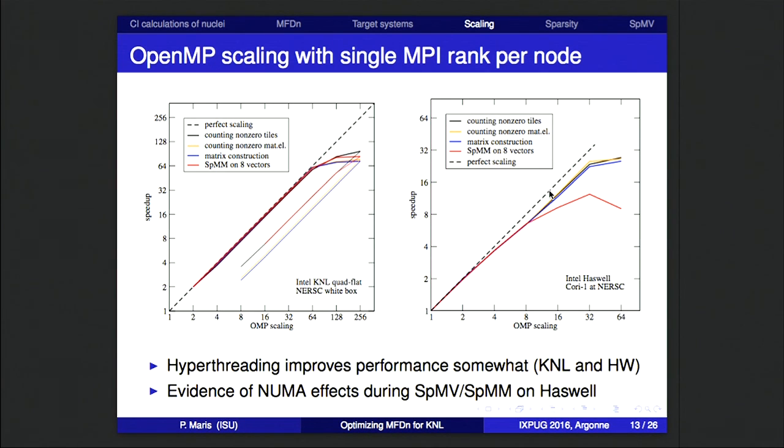Hyperthreading does not actually help in the SPMV or SPMM on Haswell, so the comparison with Haswell is done with a single thread per core, without hyperthreading. That's up to 32 cores on Haswell compared to, most of the time, 256 threads on KNL.